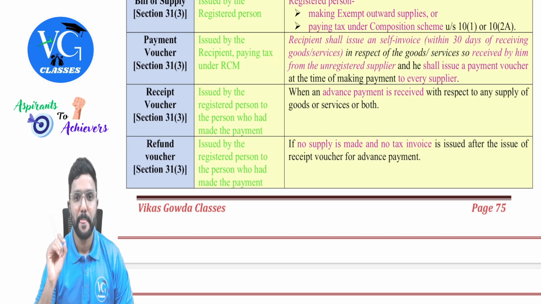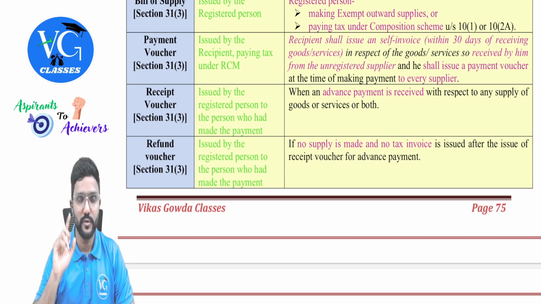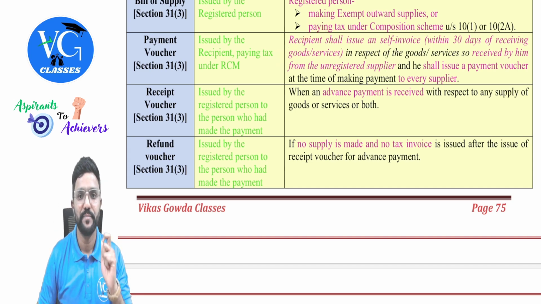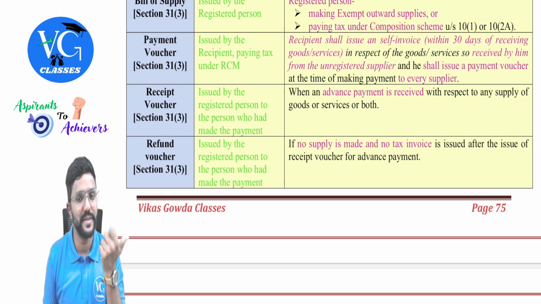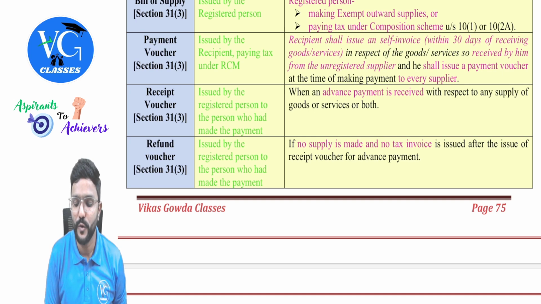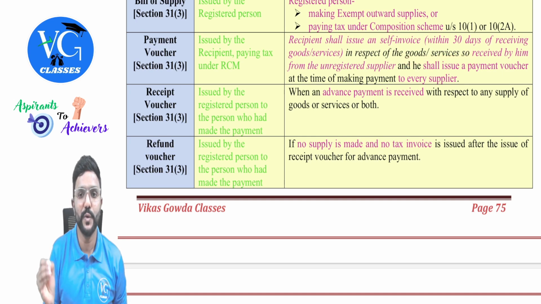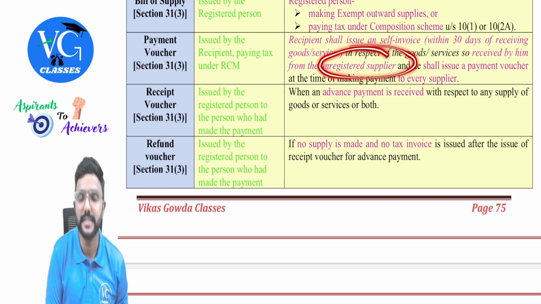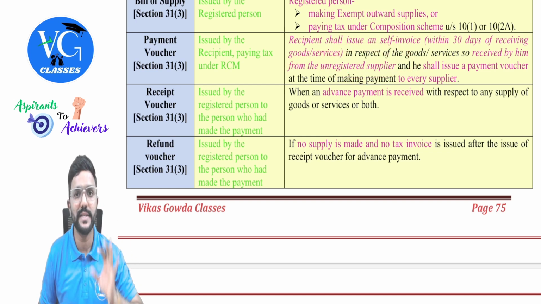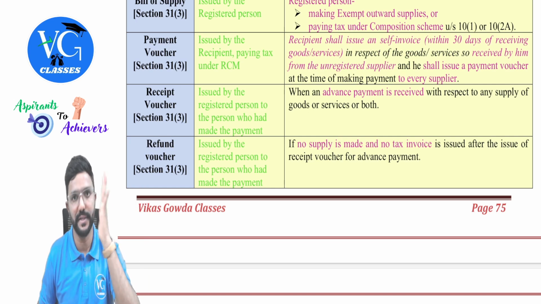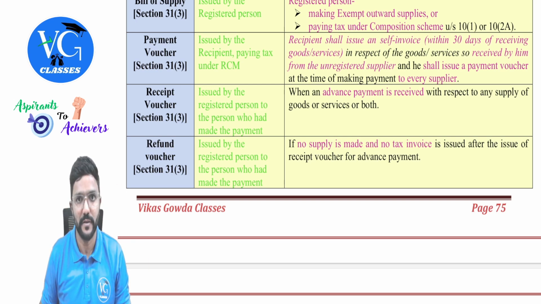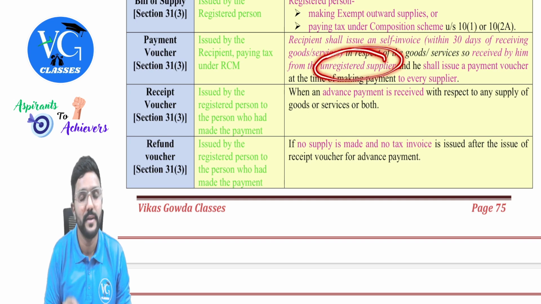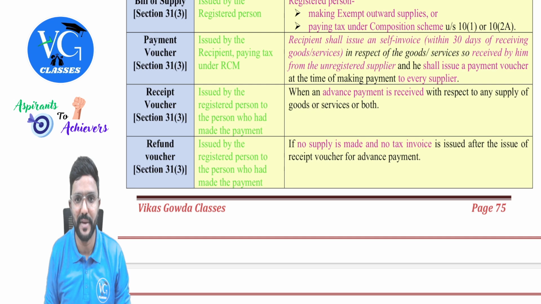So let me read this. Recipient shall issue an invoice. Please be careful, guys, it is a recent amendment. The recipient shall issue a self invoice within 30 days of receiving the goods or services, in respect of goods as well as services received by him from an unregistered supplier. So this self-invoicing is applicable only when the supplier is unregistered, including the supplier who is registered under GST but only to deduct TDS under section 51. For self-invoicing purpose, we consider them as unregistered suppliers.